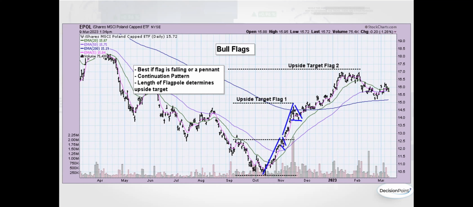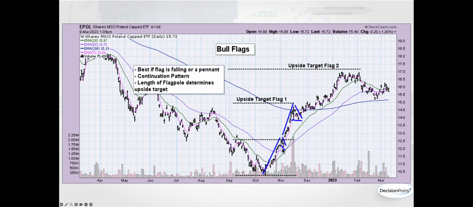All right, so it's best if the flag itself is trending down. So you get a flagpole or a really strong rally to the upside, and then you get that consolidation. And what we really want to see is the consolidation moving downward. It's a great way to work out those overbought conditions.